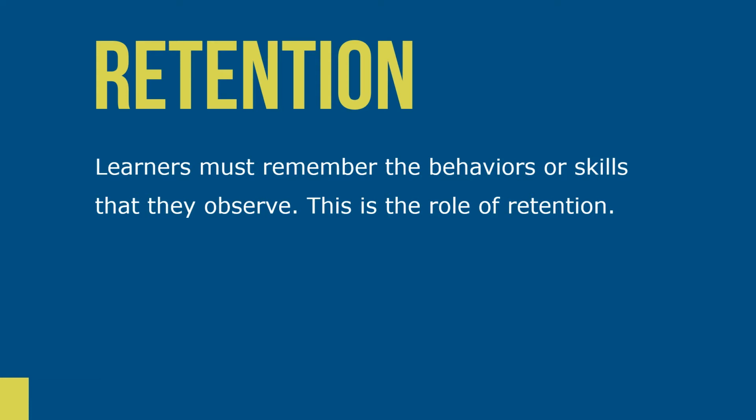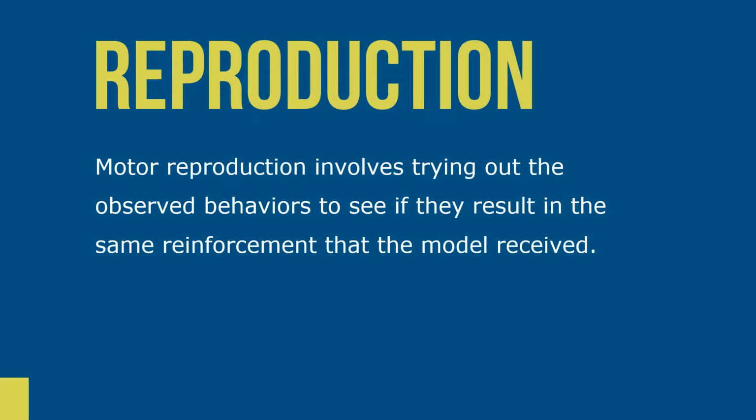Learners must remember the behavior or skills they observe. This is the role of retention. Learners have to code the observed behavior and skills in memory in an organized manner so they can recall them in appropriate situations. Behaviors or skills can be coded as visual images or symbols or verbal statements.